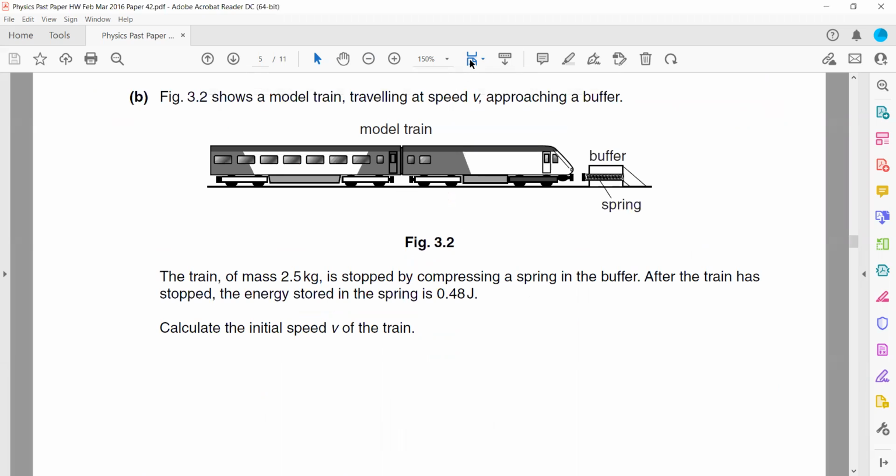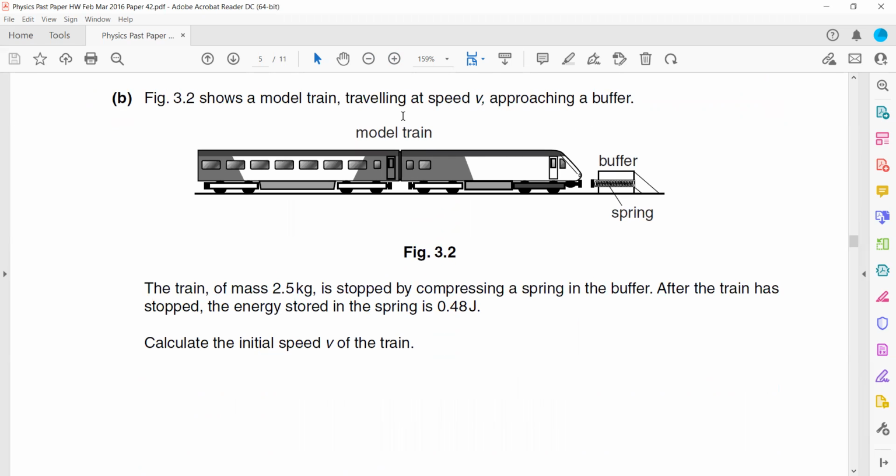Then in part B, figure 3.2 shows a model train which is traveling at a speed of v and approaches a buffer. Like a spring system is there, which we call a buffer. The mass of the train is 2.5 kilograms. So when this train is moving, which form of energy will the train have? It will have kinetic energy. But when the train collides with the buffer, the spring will compress. So all of the kinetic energy is converted into elastic strain energy.